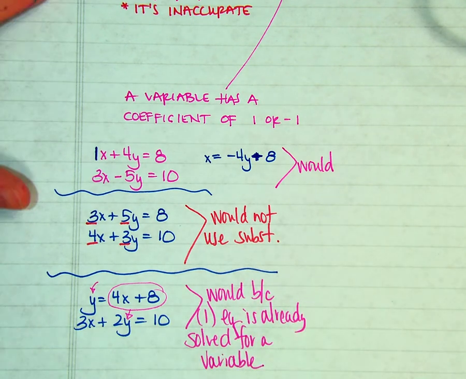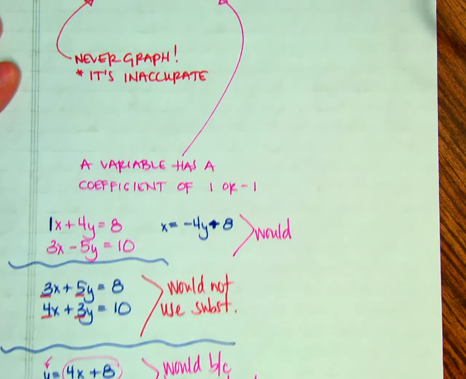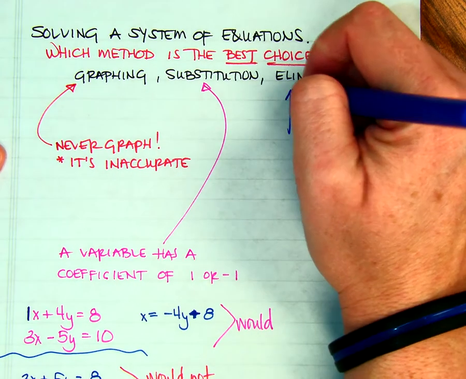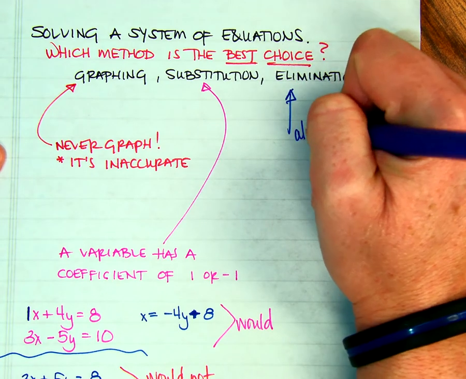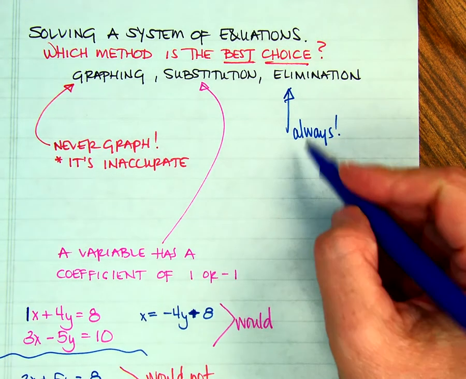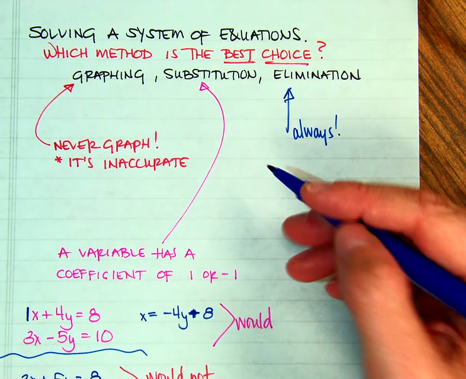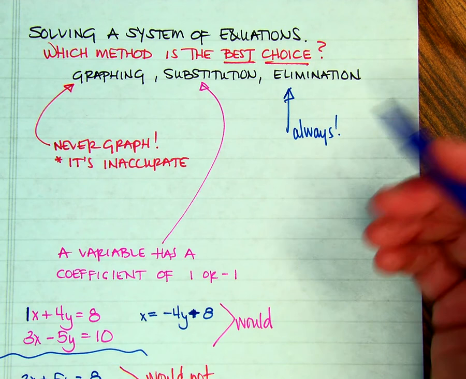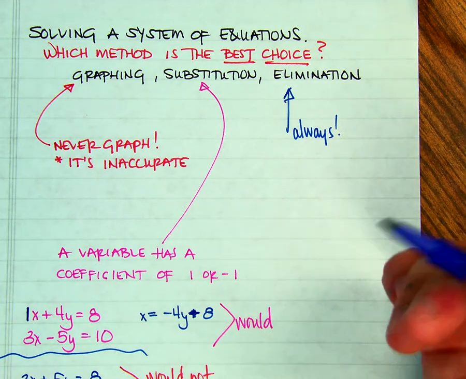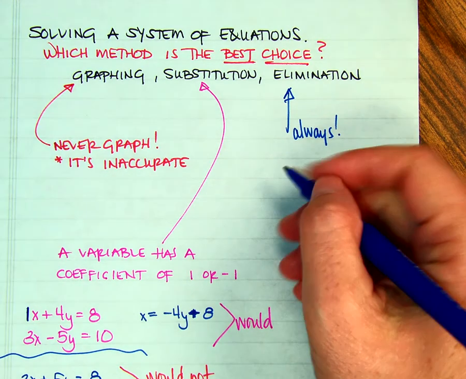Okay. Going back up to elimination. When would I eliminate? Always. If I have a choice, 99% of the time I'm going to use elimination because it is very easy. There's a lot less work than substitution. It's accurate. It's easy to check. So honestly, I would use elimination always.